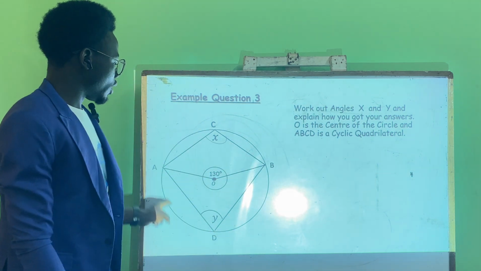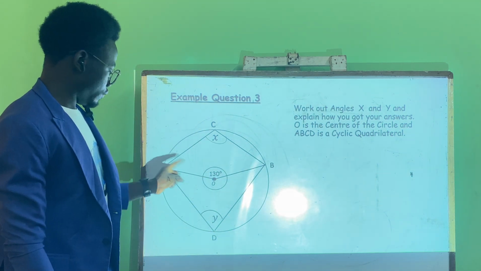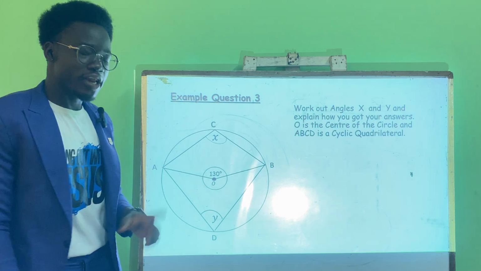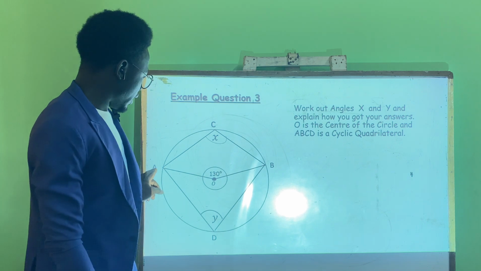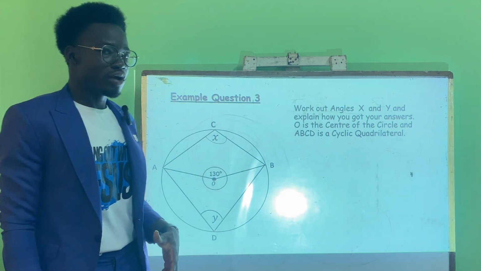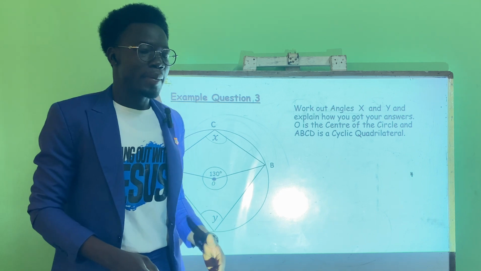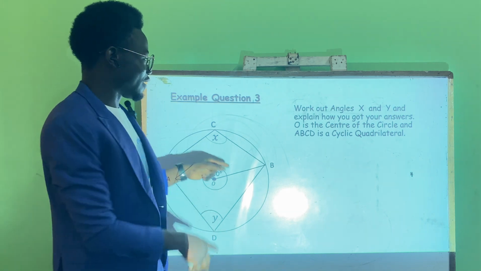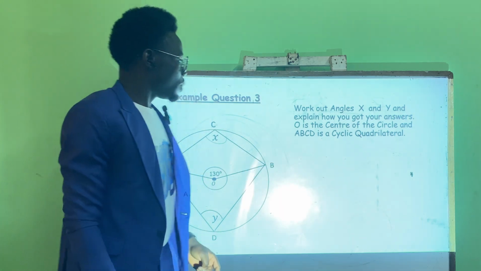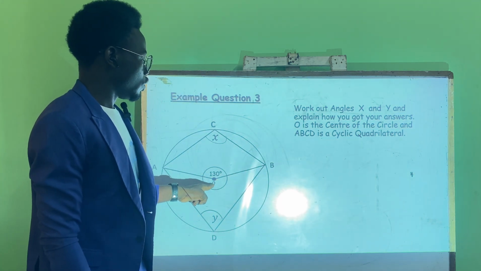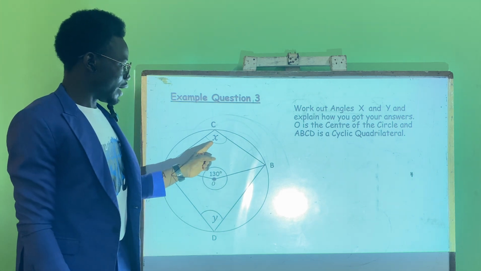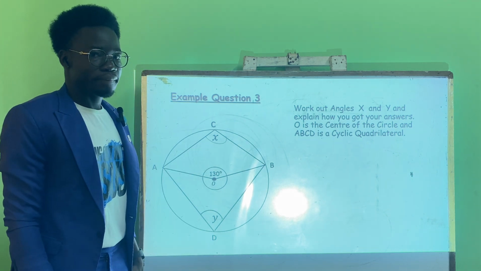So, cyclic quadrilateral. The figure formed in the circle is a quadrilateral, a 4-sided plane figure. So we have A, B, C, D. It's a quadrilateral because it's a 4-sided plane figure, and it is inside a circle. That is why the name is cyclic quadrilateral. Now, the center of this circle is O, and we are looking for angle X and angle Y.